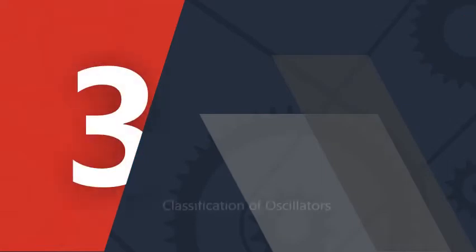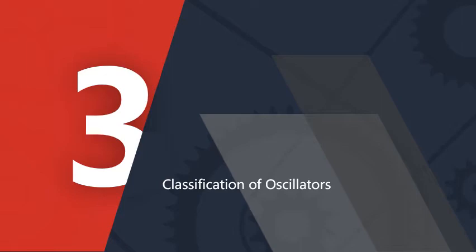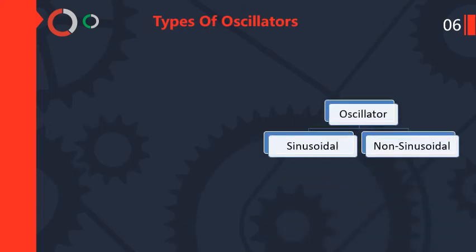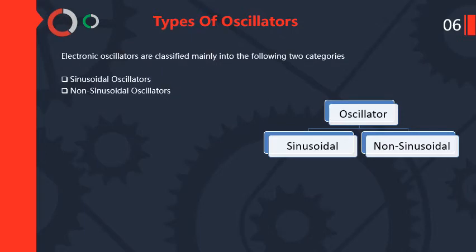So the next topic is classification of oscillators. Oscillators are broadly classified into two categories. First one is sinusoidal oscillator and second is non-sinusoidal oscillators. So electrical oscillators are classified mainly into the following two categories. Number one, sinusoidal oscillators and number two, non-sinusoidal oscillators.